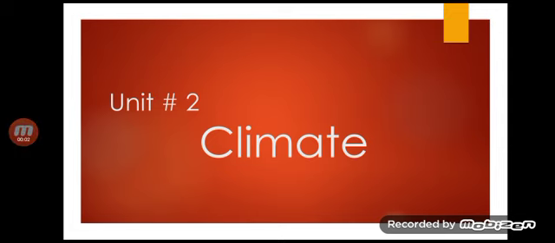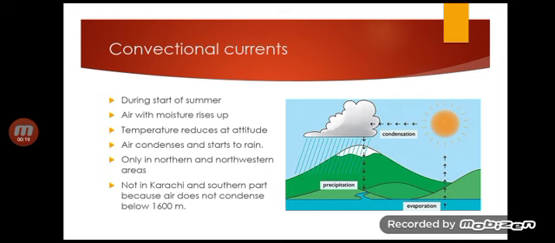Welcome back, students. This is the second part of the first unit. We were discussing the different sources of rain in Pakistan. We had already discussed the monsoon rains and the Western Depression rains. So next we're going to discuss the convectional rains, the rains caused by convectional currents.